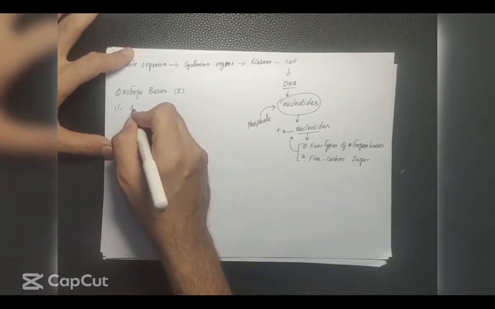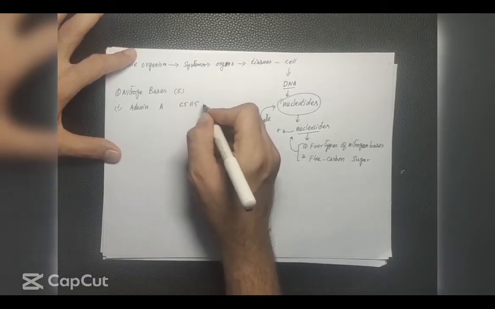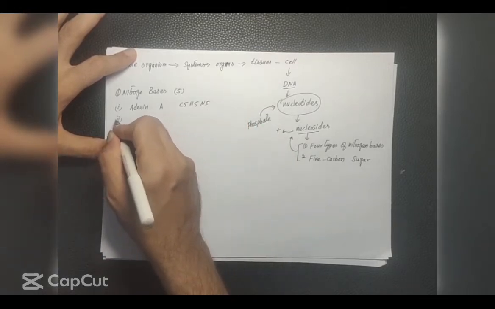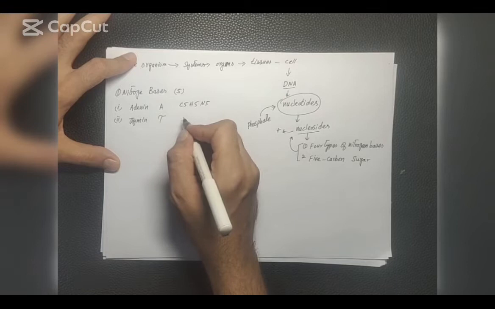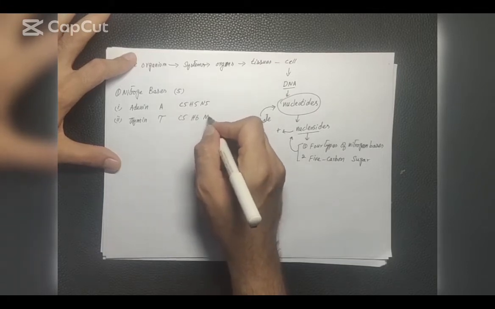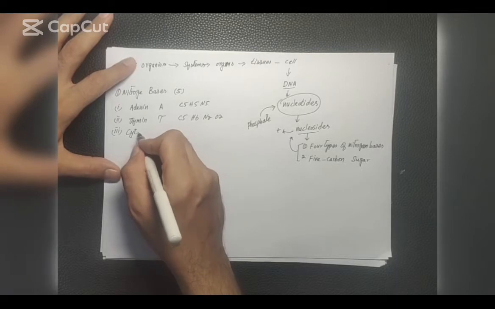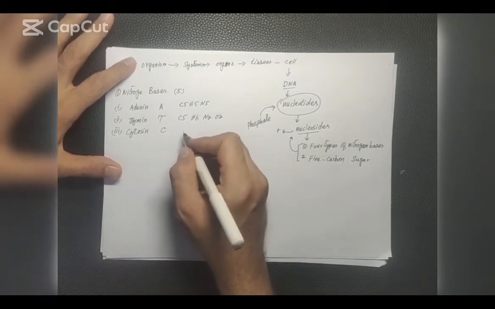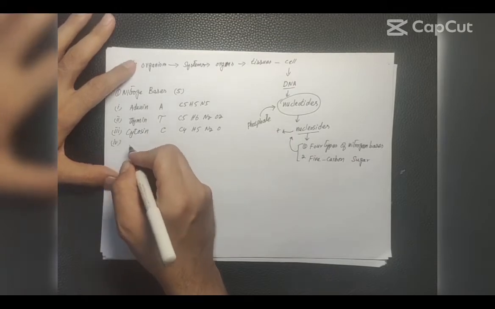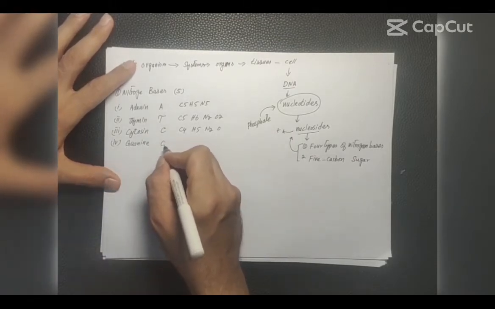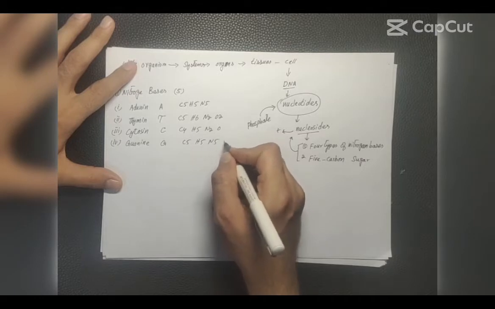For example, one is adenine, A, 5 carbon, 5 hydrogen, 5 nitrogen. Number 2, thymine, T, that is 5 carbon, 6 hydrogen, 2 nitrogen and 2 oxygen. Number 3 is cytosine, C, we have carbon 4, hydrogen 5, nitrogen 2 and 1 oxygen. Number 4 is guanine, G, which has 5 carbon, 5 hydrogen, 5 nitrogen and 1 oxygen.